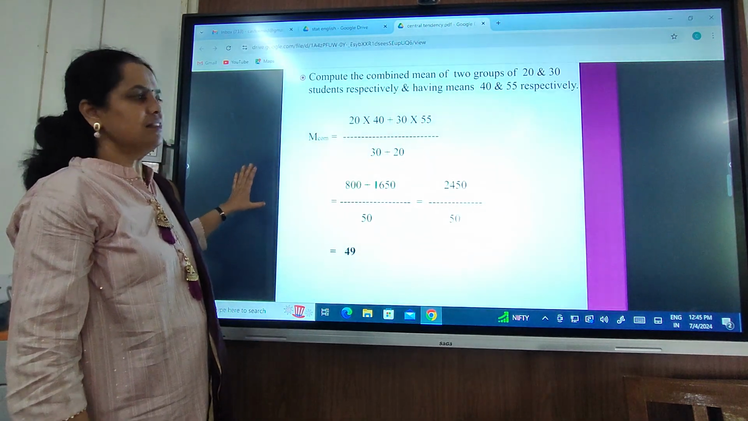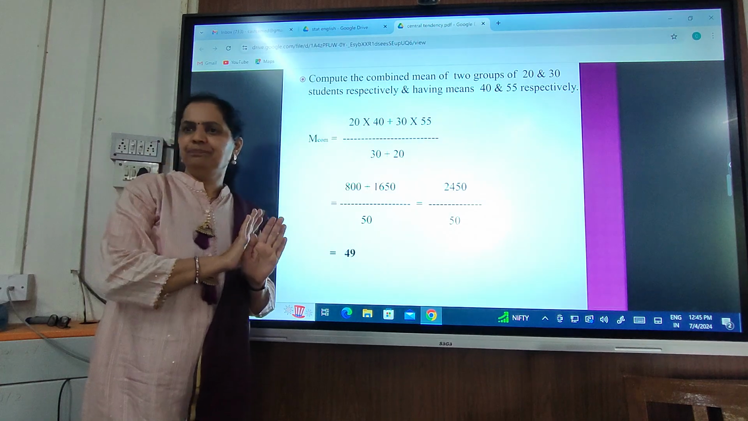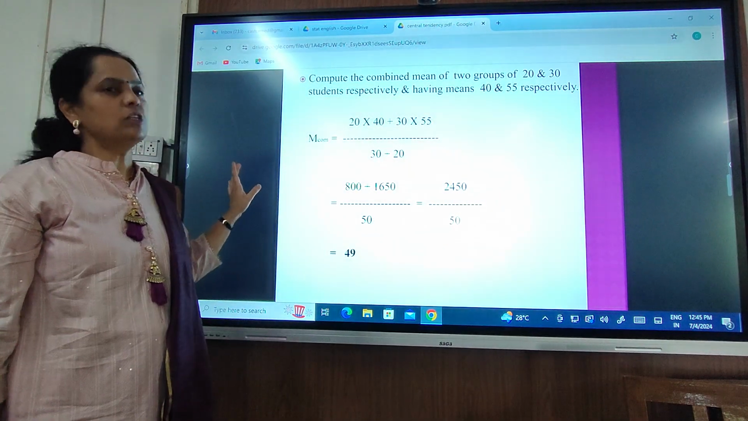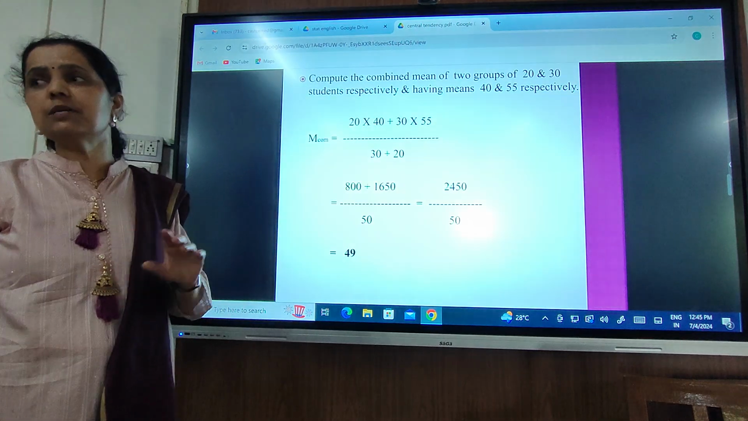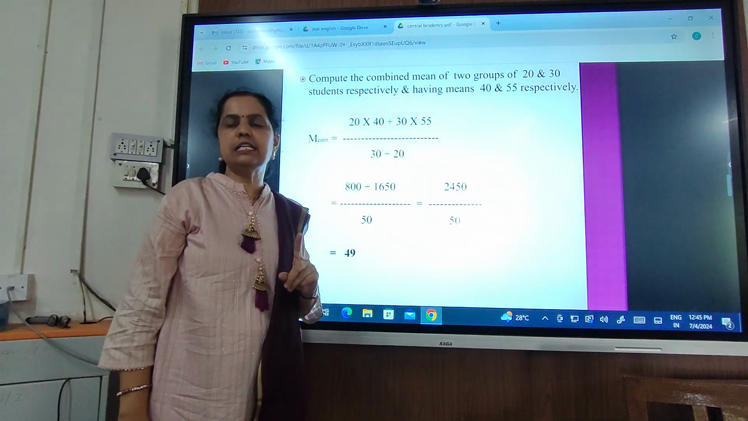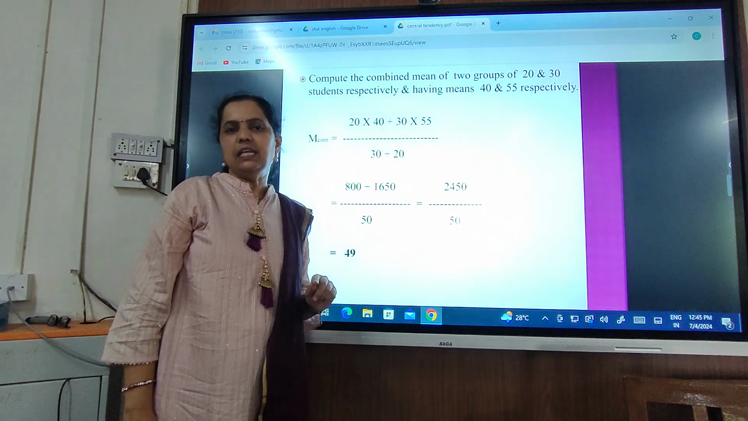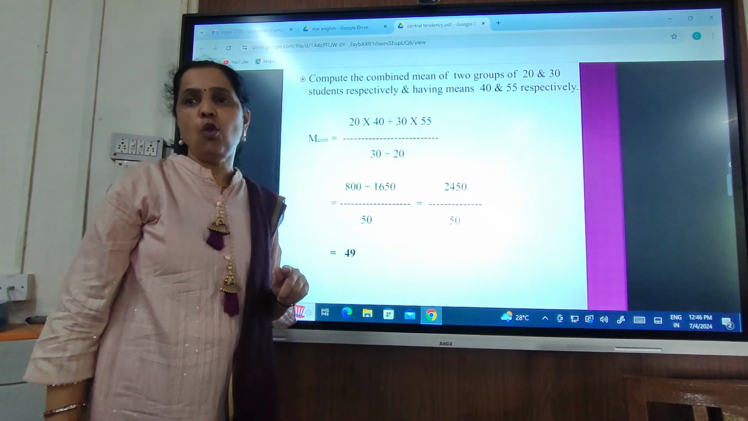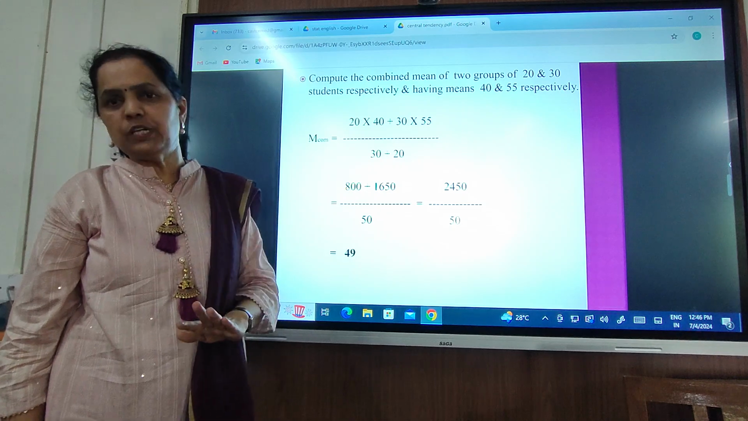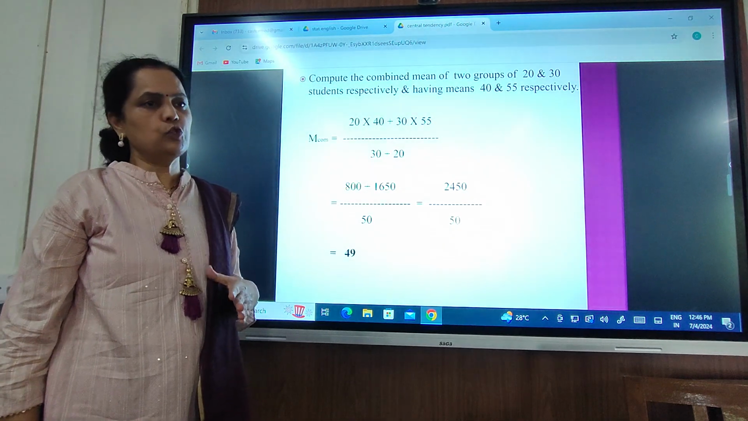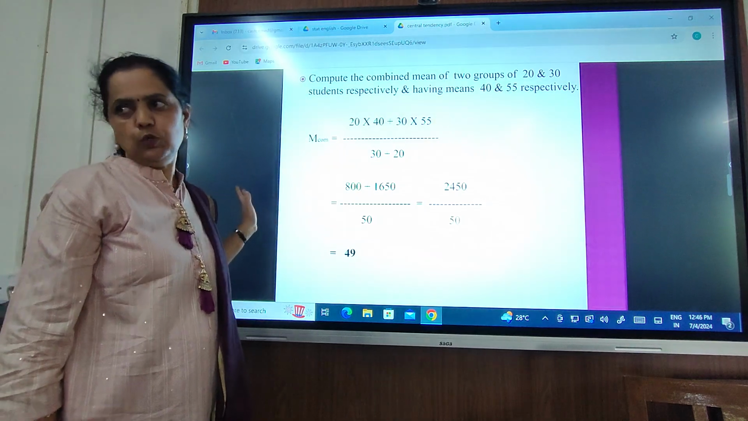Okay, this is our lecture. We have learned in this lecture about the measures of central tendency, the meaning of central tendency, and one measure of central tendency, that is the mean and the combined mean, and how to calculate the mean when data is ungrouped and when data is grouped. There are different methods, two methods that we have learned today.